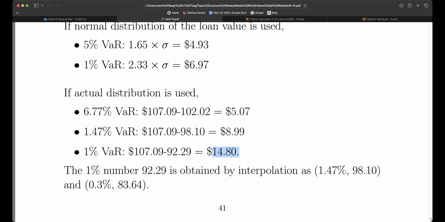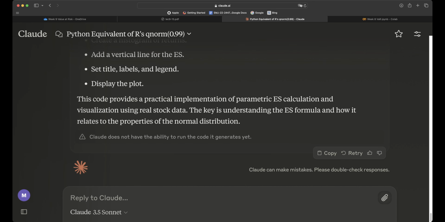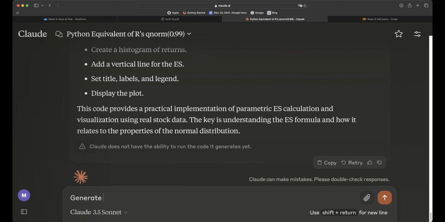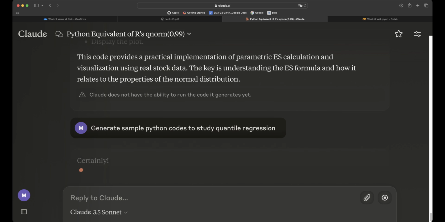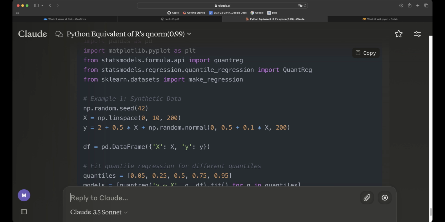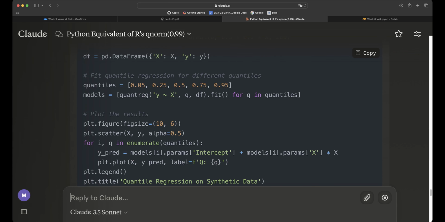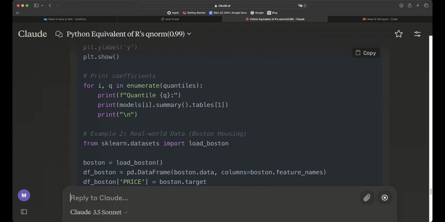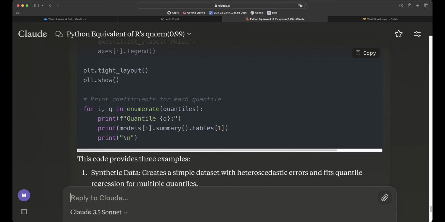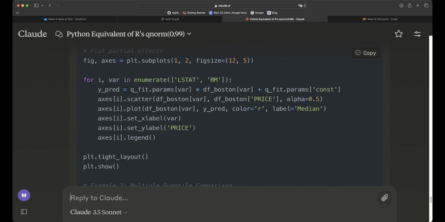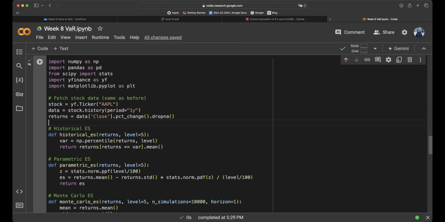Lastly, I want to demonstrate quantile regression because this is important in risk management. So, generate sample Python code to study quantile regression. Okay, so let's copy this quantile data and then the code over here.